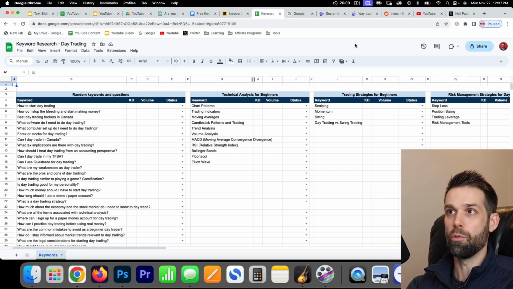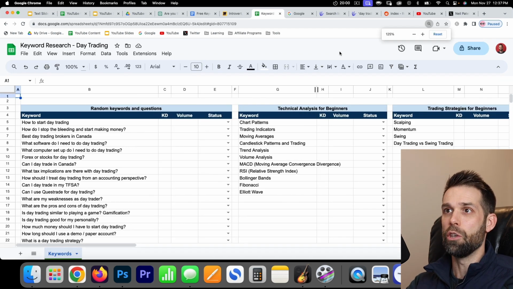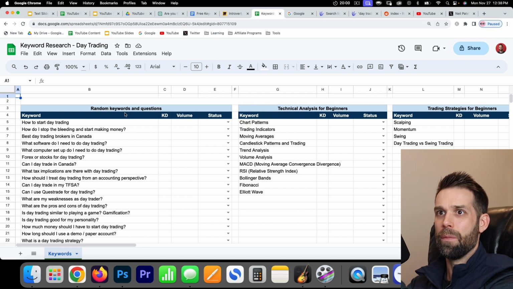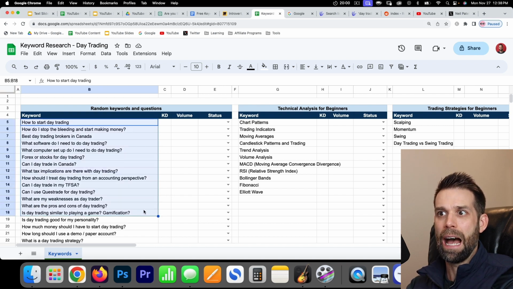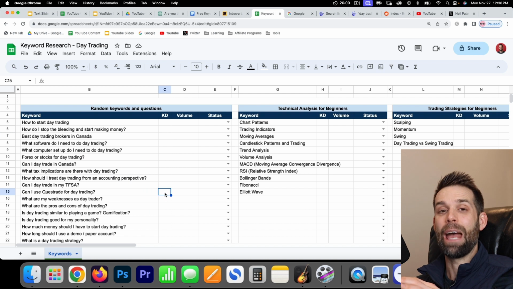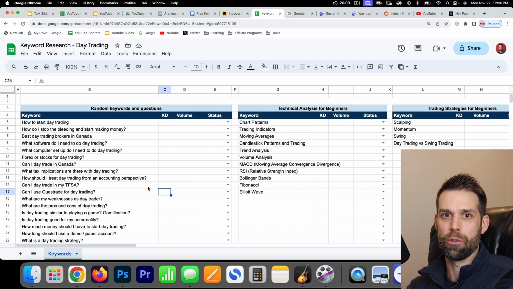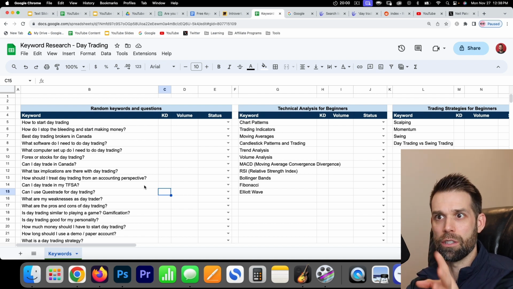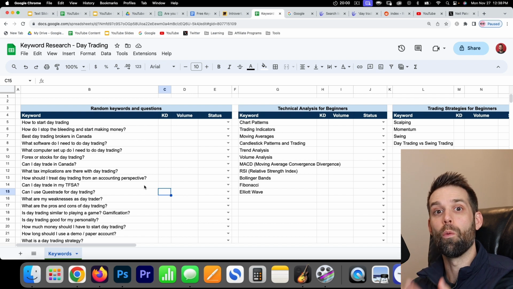If we zoom in a little bit, you can see that under random keywords and questions, these were some of the keywords and questions that I personally came up with, because I am a beginner in this niche. I know the pain points. There are a lot of questions that I have that other beginners would have as well, and those are certainly topics, keywords, and content pieces that I will want to produce on my website.